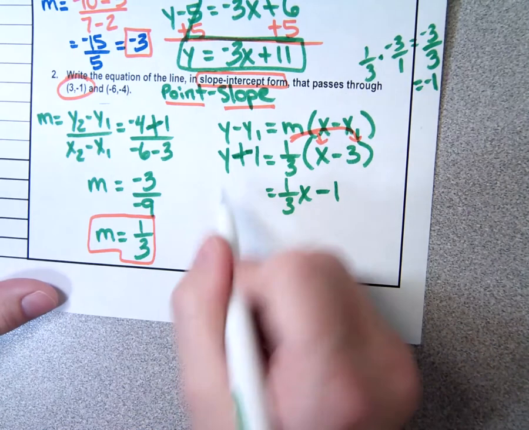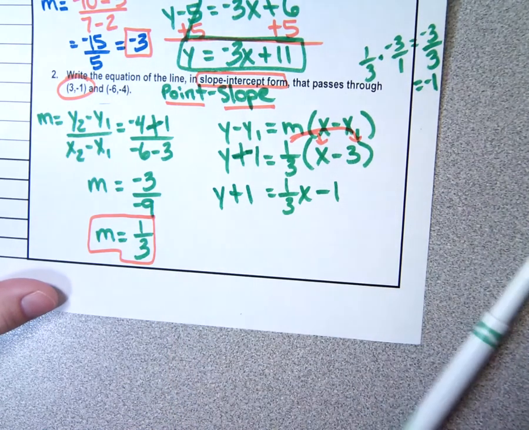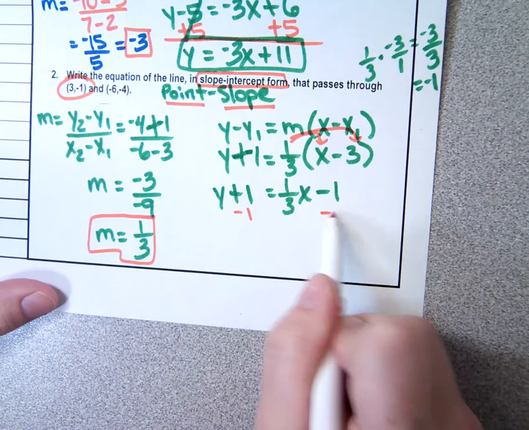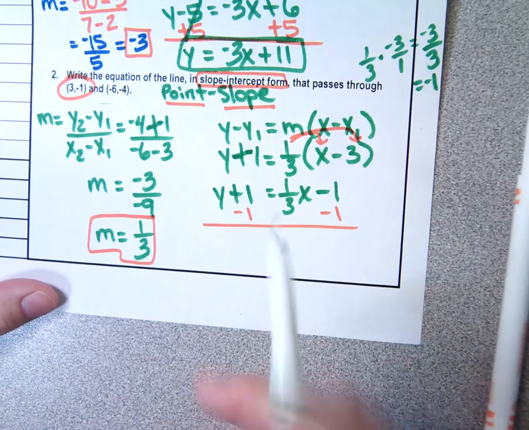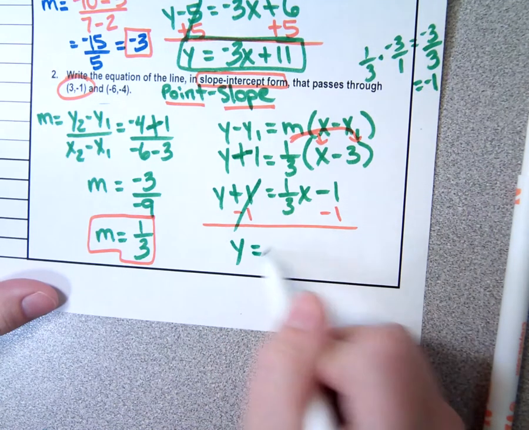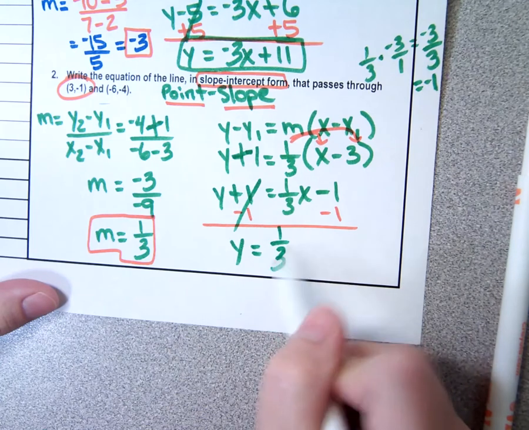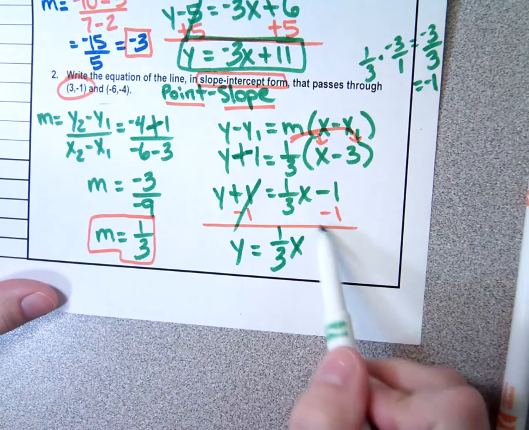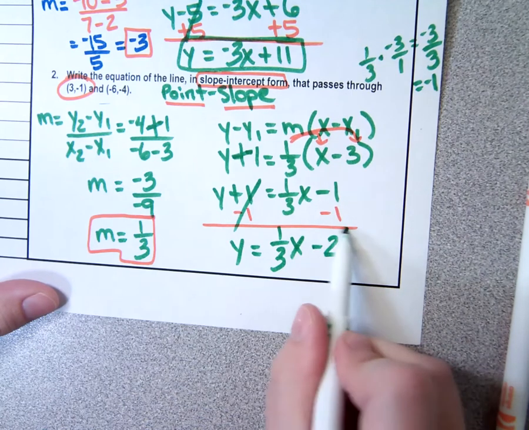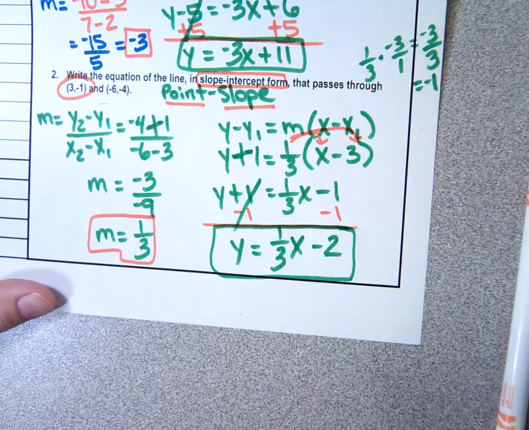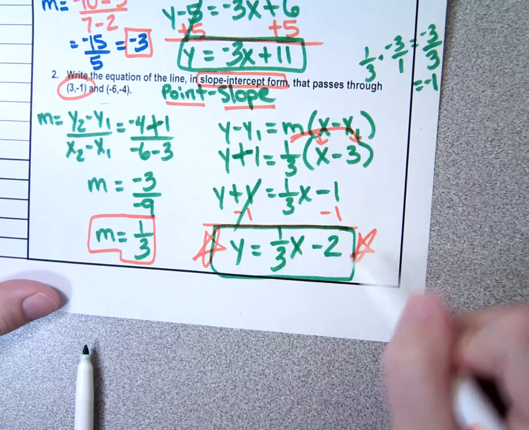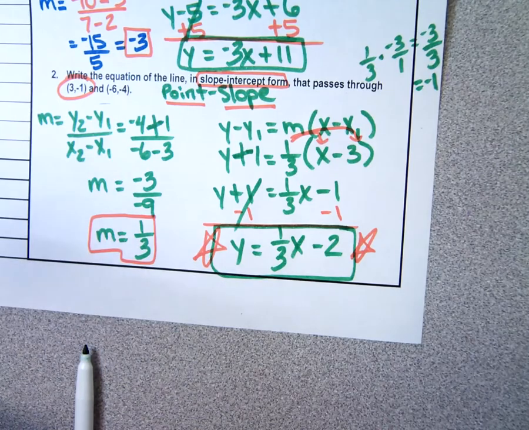Okay, my y plus 1, I just dropped that down. And what do you do next? Get rid of your positive 1, so you subtract 1 from both sides. 1 minus 1 is 0. Bring down the y, bring down the equals, bring down the 1/3 x. And then how much is -1 minus 1? -2. Two negatives add to be a negative. And there's our final answer in slope-intercept form, which is typically how we always want our answers to look when we're done.